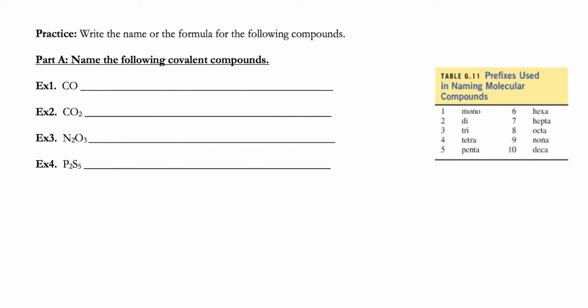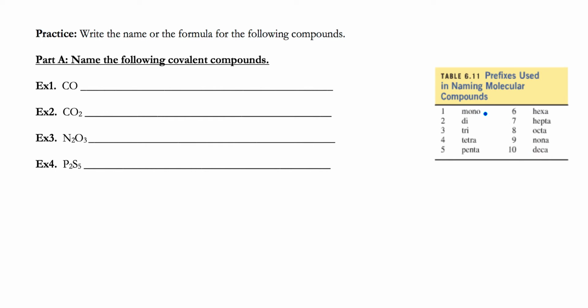And instead of just writing out the name like we did for ionic compounds, you are going to include prefixes, and these are the prefixes right here, this table right here, that you will include to represent the number of atoms that that covalent compound has. So let's go over these prefixes. 1 is mono, 2 is di, 3 is tri, 4 is tetra, 5 is penta, 6 is hexa, 7 is hepta, 8 is octa, 9 is nona, and 10 is deca.